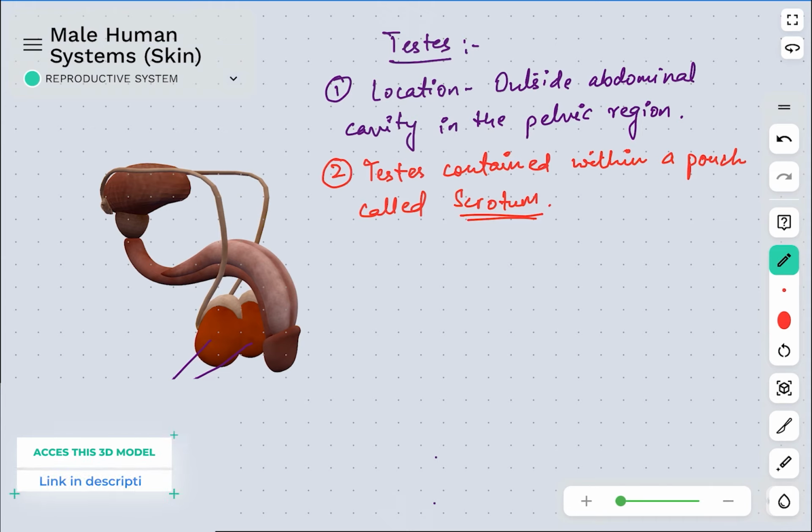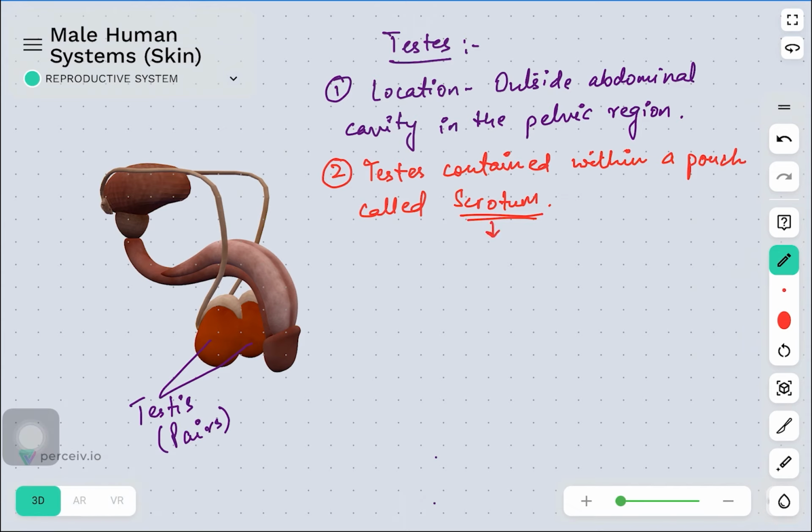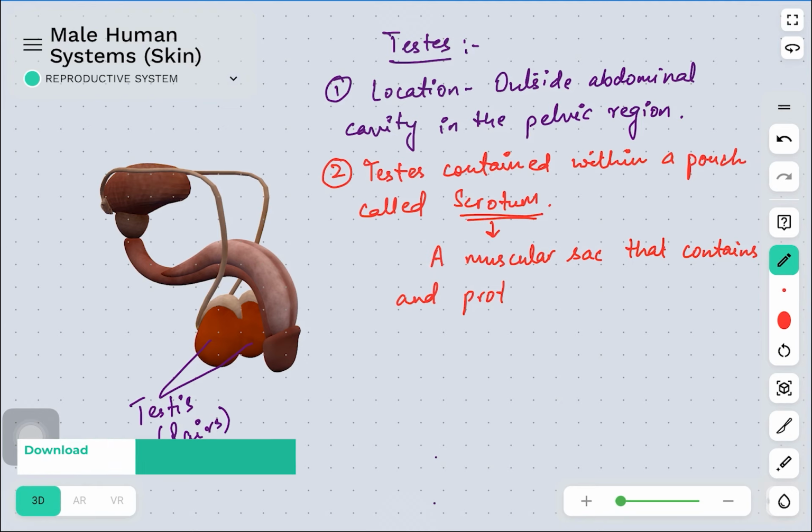Now, this is very important. They are contained in a muscular, bag-like structure called the scrotum. Why are they situated outside the abdominal cavity, and what is the importance of the scrotum? The scrotum is basically a structure that contains the testis and protects it as well. It's a muscular sac that contains and protects the testis.